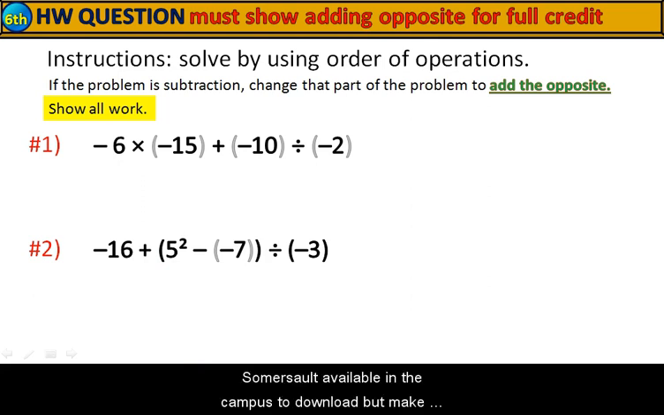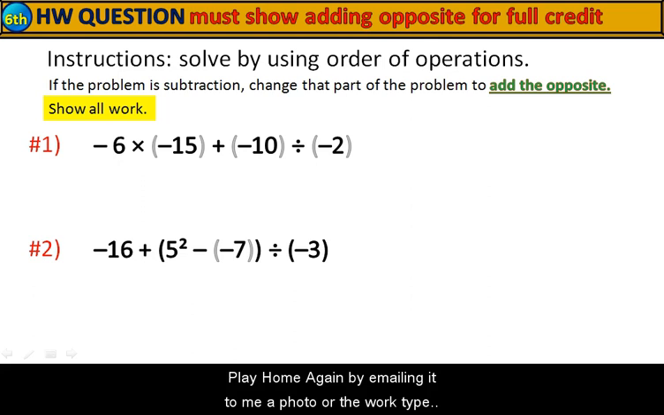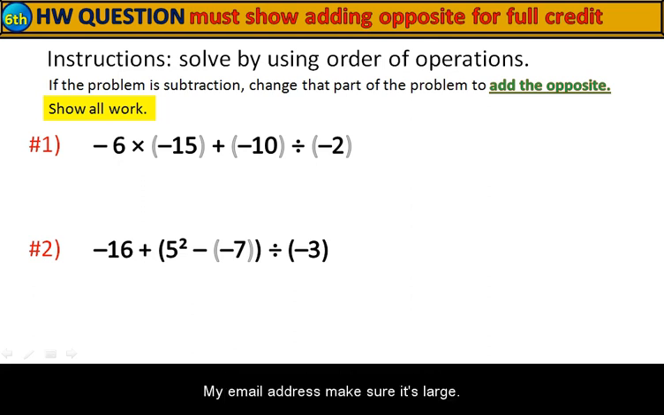This homework is also available on eCampus to download, but make sure you use the video to help you with the portions of how to solve this step by step. Try to make your work look like the pizza or the upside down triangle method, showing all the steps. Turn your homework in by emailing it to me, a photo or the work typed up, to my email address, and make sure it's large and clear.